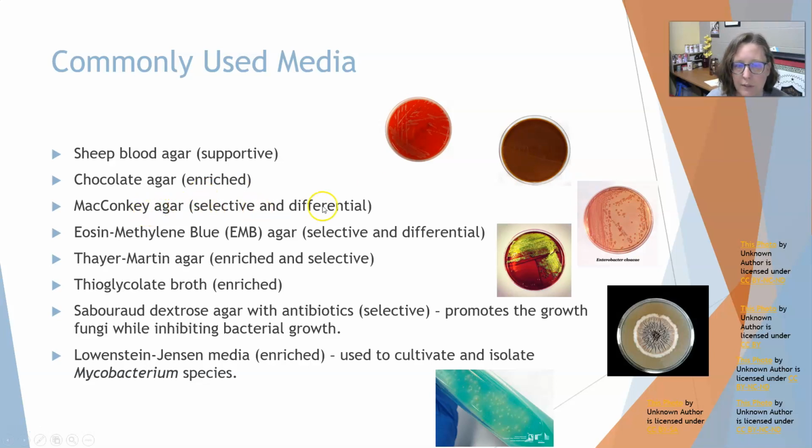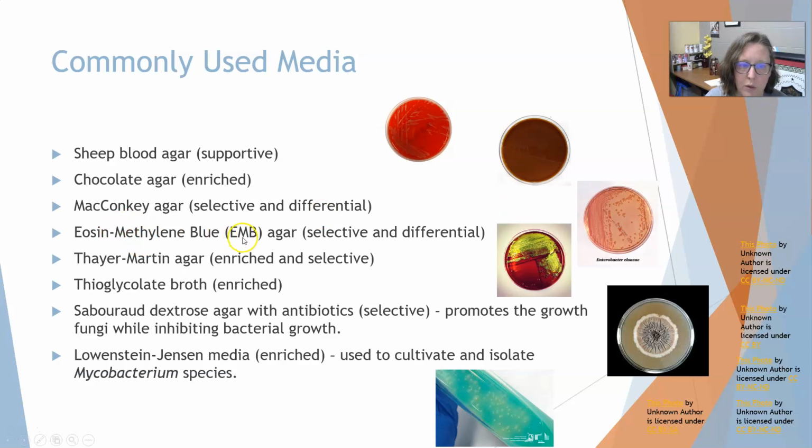Then you have MacConkey agar. It is both selective and differential. So it is selective, as in it will only allow gram-negative bacteria to grow on it, and it's differential because certain ones like lactose fermenters like E. coli will turn a bright pink on that MacConkey agar, whereas the other gram-negative bacteria that are non-lactose fermenters will stay kind of just a pale color.